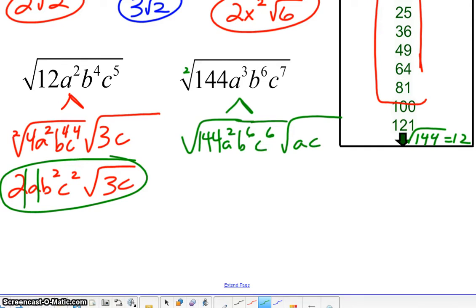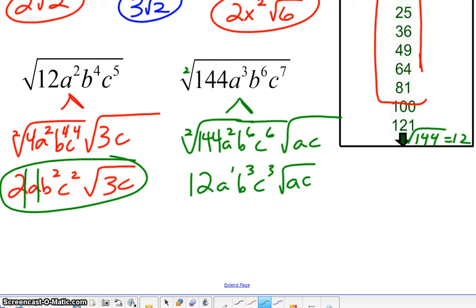Okay, so let's solve. Square root of 144 is 12. 2 divided by 2 is 1. 6 divided by 2 is 3. And 6 divided by 2, again, is 3. Leaving us with square root of AC for the leftovers.